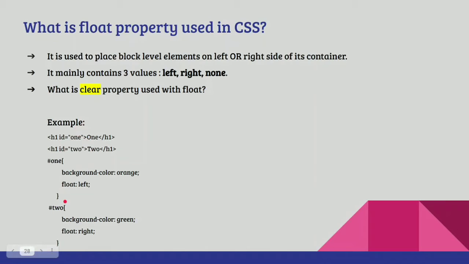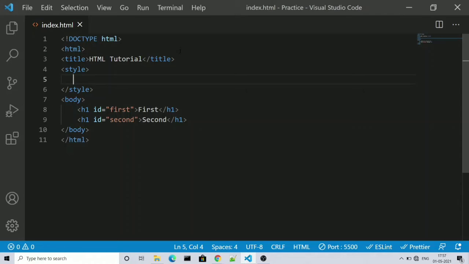Here a small example is given where we have two h1 tags, and using float left and right, I just want to place these h1 tags on the extreme left and right ends of my page. Let's see how we can do that. Here we have two h1 tags with IDs first and second, and our task is to place these h1 tags at the extreme ends of our page. So let's start with our exercise.